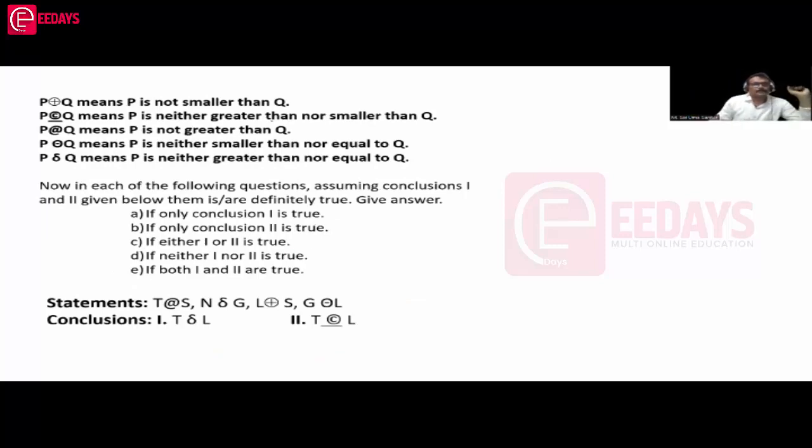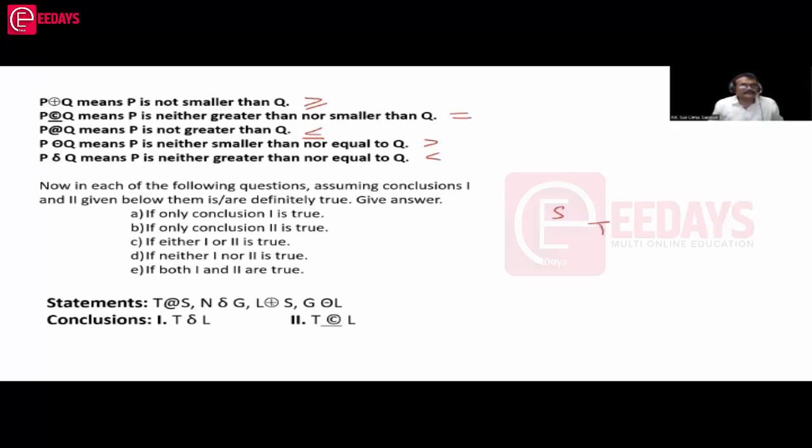Next, not smaller than. This is different. Not smaller than means greater than or equal. Neither greater than nor smaller than, that is equal. Not greater than, smaller than or equal. Neither smaller than nor equal, which is greater than. Neither greater than nor equal, that is smaller than. Now, T at the rate S. T is less than or equal to S, diagonal line.